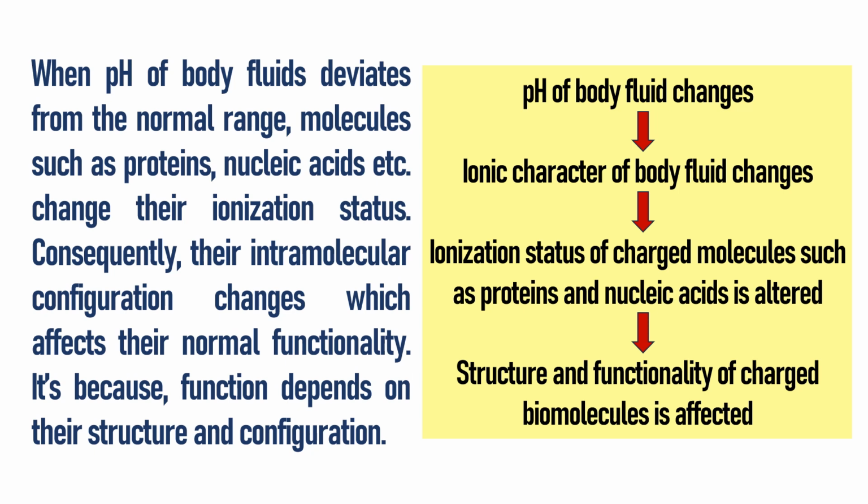When pH of body fluids deviates from the normal range, molecules such as proteins, nucleic acids, etc., change their ionization status. Consequently, their intramolecular configuration changes, which affects their normal functionality. It's because function depends on their structure and configuration. This flowchart provides a simple description of the events. pH of body fluid changes, ionic character of body fluid changes. Ionization status of charged molecules, such as proteins and nucleic acids, is altered. Structure and functionality of charged biomolecules is affected.